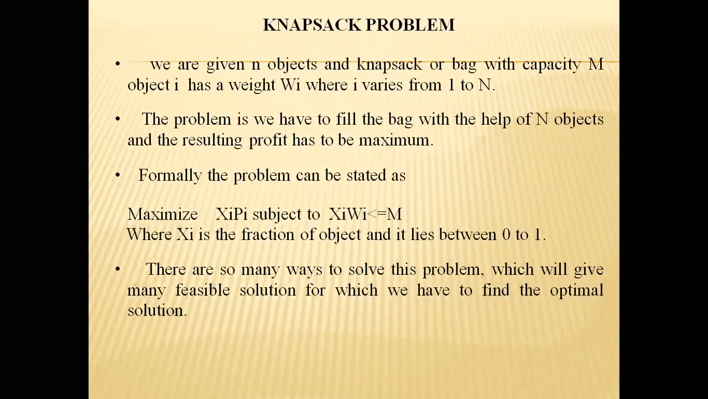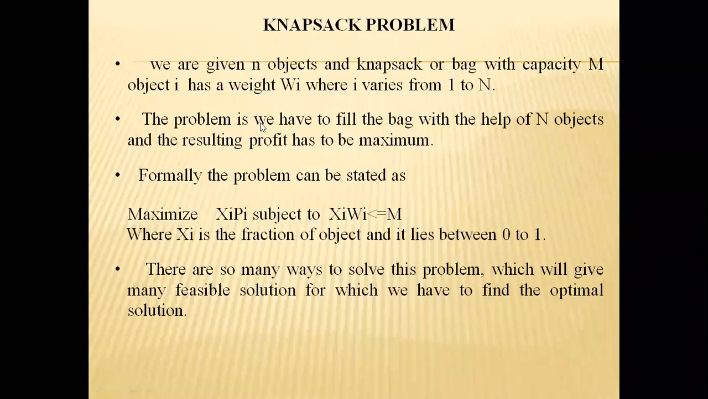So, what is meant by the knapsack problem? In the knapsack problem, suppose there are n objects and one knapsack with the capacity m. That is, a knapsack means a bag with capacity m, and the total number of objects you can place is n. The object i has weight w of i, where i varies from 1 to n, that is, object 1 or 2 or 3 or 4 up to n. So the weight of each object is w of i.